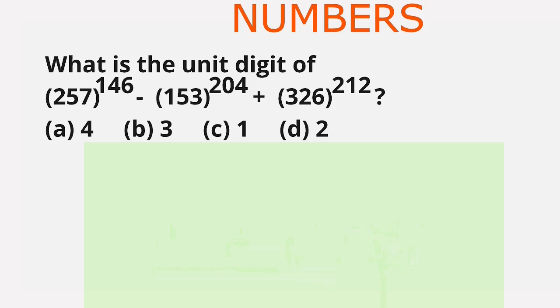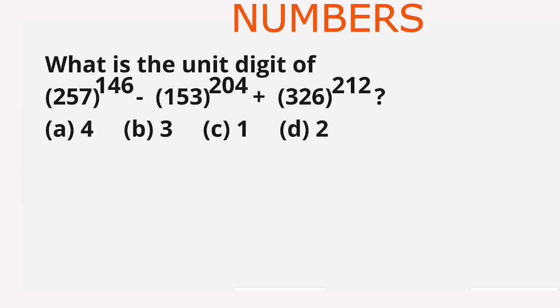We have to find the unit digit. So we will consider only the unit digit of each item, and we know that in 257 the unit digit is 7, and the unit digit of 7 repeats itself every fourth power. So we divide 146 by 4 and find the remainder. By dividing by 4, we just have to divide the last two digits of 146. So we divide 46, and 11 times 4 is 44. 46 minus 44 is 2.